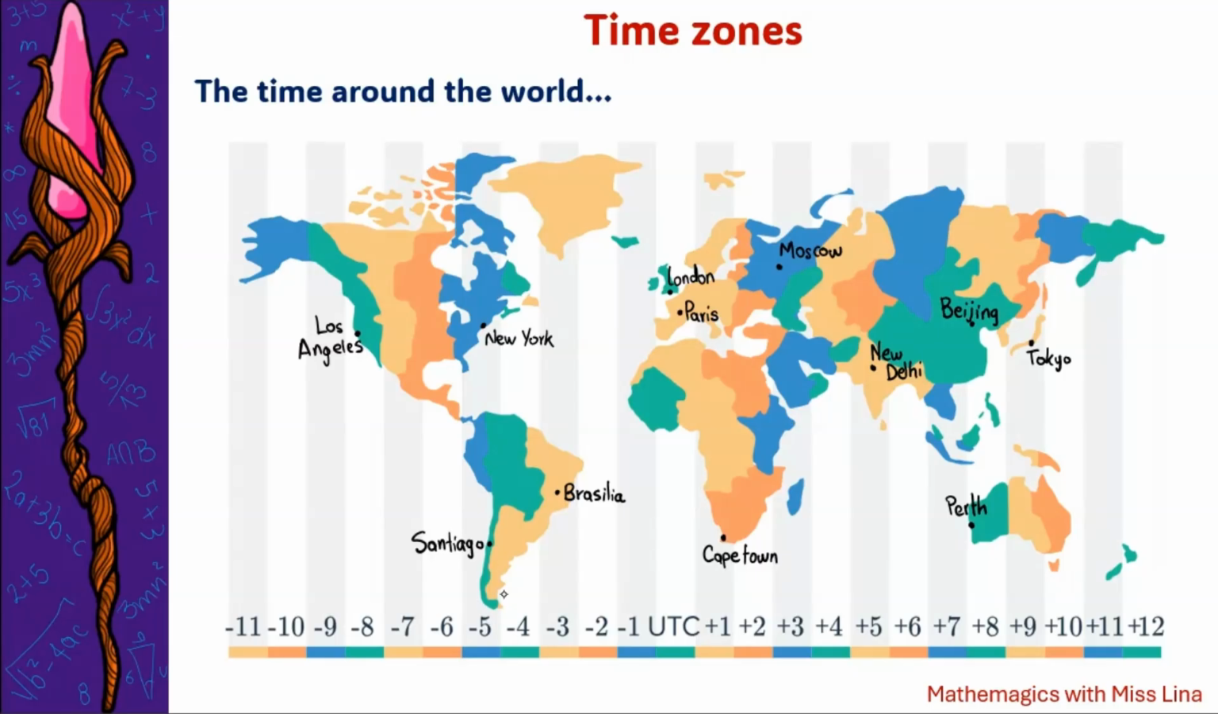Santiago, noticed in green, is in the -4 time zone, while Brasilia is in the -3. So the time difference between them is just 1 hour. Let's say it's 3 p.m. in Santiago, it's going to be 4 p.m. in Brasilia. That's how it works.